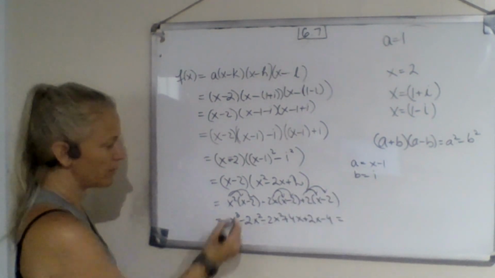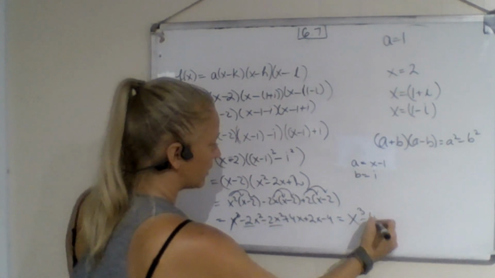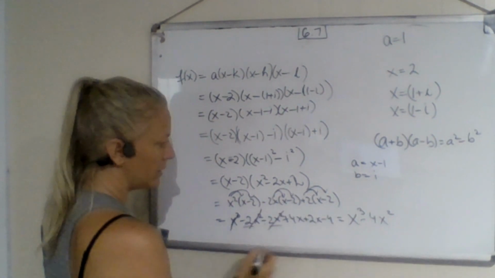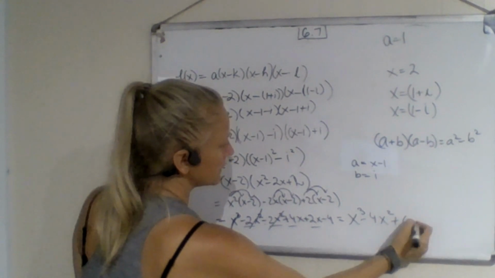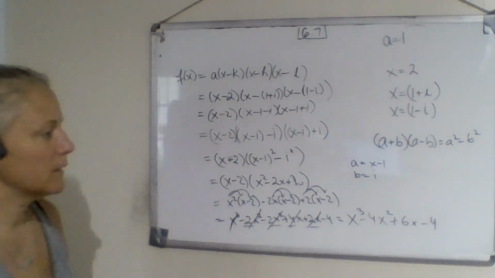All I have to do is group. I only have a 1x to the third. I have negative 4x to the second. I can get rid of them. I have a plus 6. I can get rid of them. And a negative 4. If you look in the book, that's the answer we got.